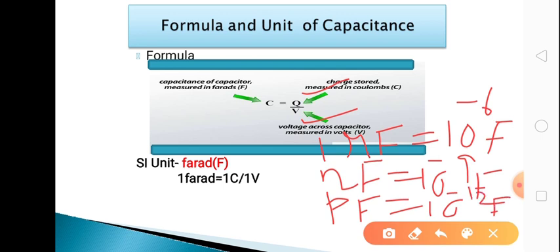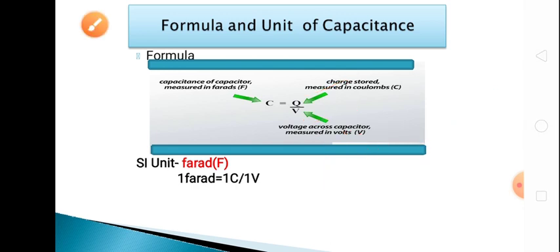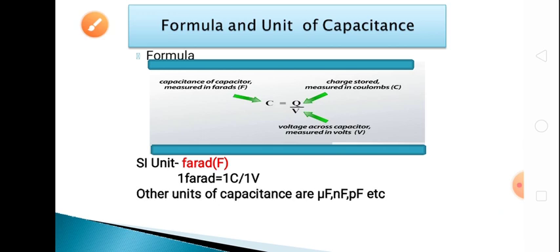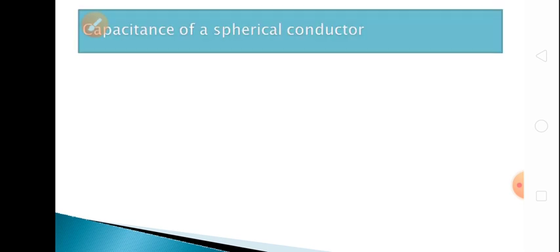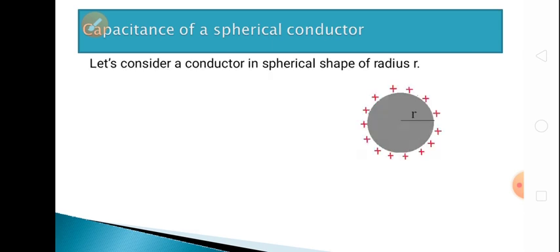So these are the other units in which the capacitance of a capacitor can be expressed: microfarad, picofarad, nanofarad, etc. And this is the dimension. You can find the dimension by taking the dimension of charge and the potential difference. Okay. Now let's find the capacitance of a spherical conductor.